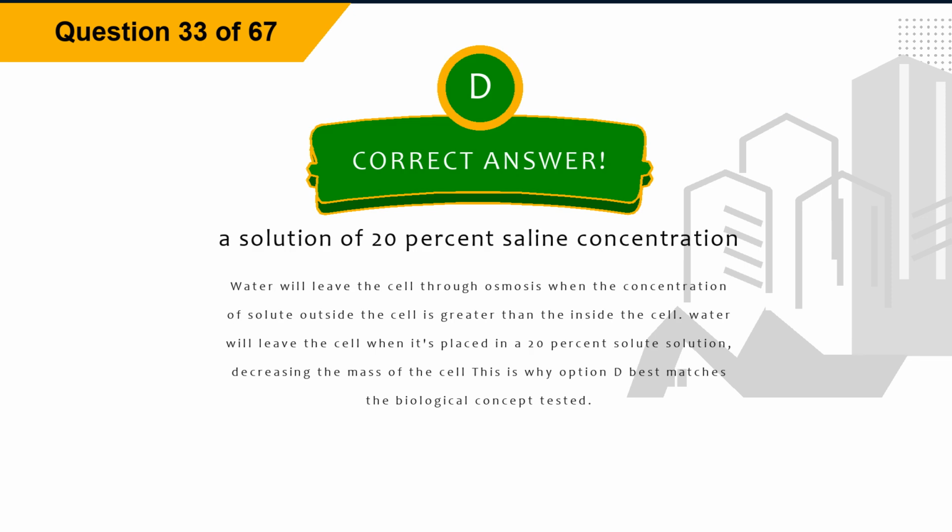The correct answer is option D, a solution of 20% saline concentration. Explanation. Water will leave the cell through osmosis when the concentration of solute outside the cell is greater than the concentration inside the cell. Water will leave the cell when it's placed in a 20% solute solution, decreasing the mass of the cell. This is why option D best matches the biological concept tested.